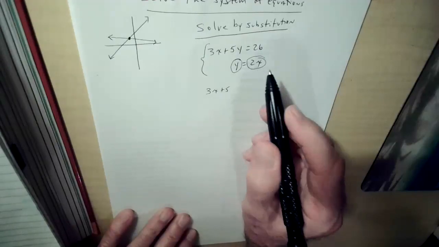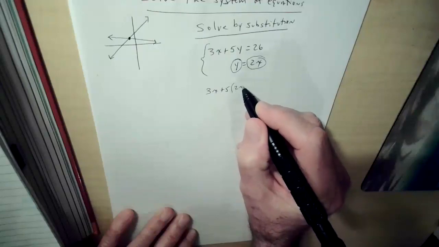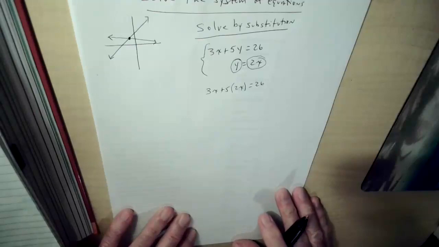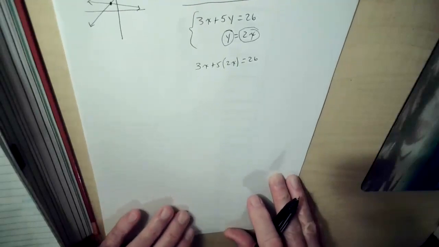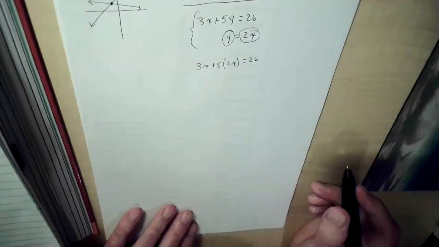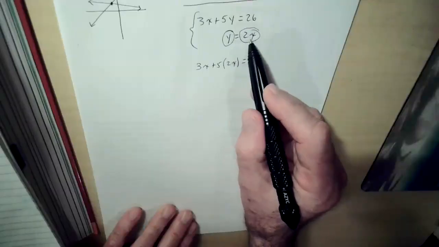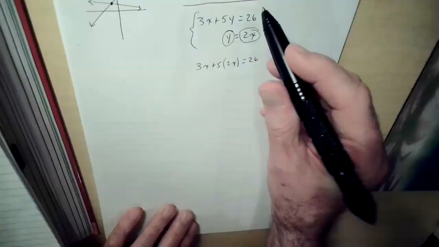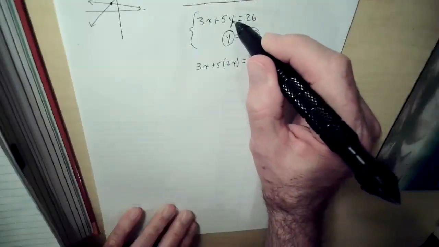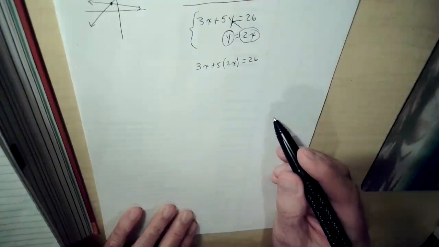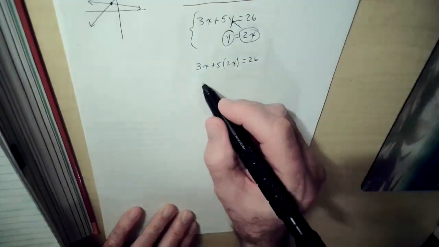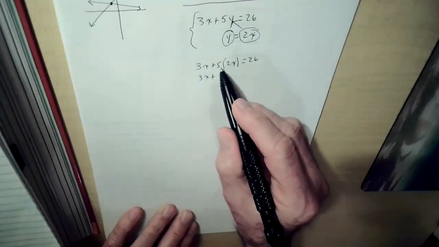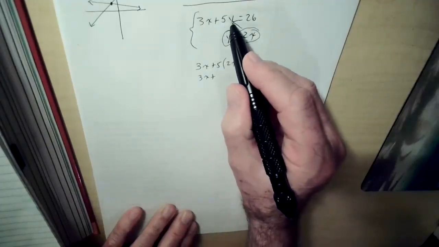So what we do is 3x plus 5, but instead of y, we're going to substitute 2x equals 26. Now this seems real complicated. Just stay with me and it'll make sense. I promise. Okay, so remember, y and 2x are the same. So we're going to plug 2x into there, and then we'll only have one variable.